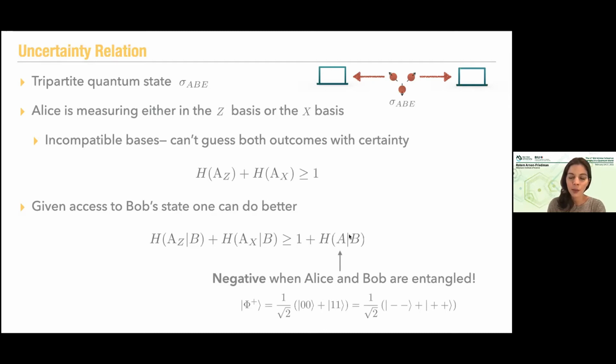So if Alice and Bob are maximally entangled, this one becomes 0. So this uncertainty relationship is trivial. It's always greater than 0. And indeed, if you ask Bob to guess what Alice will get in the X basis, or in the Z basis, he can just measure his part of the state, because they're maximally entangled, and he can predict what she will get in both of these cases. So when we take into account this entanglement between Alice and Bob, the entropic uncertainty relation becomes this statement here.